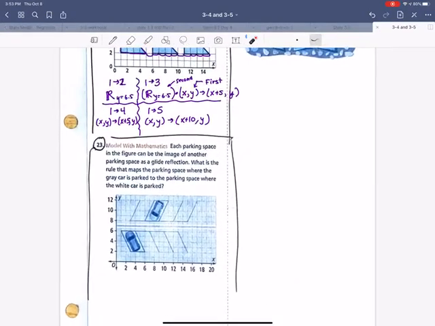Cool. So let's look at 23. It says each parking space in the figure can be the image of another parking space as a glide reflection. What is the rule that maps the parking space where the gray car is parked to the white car? So I'm assuming this one's a little bit darker, so I'm assuming this is the white car and this is the gray car.